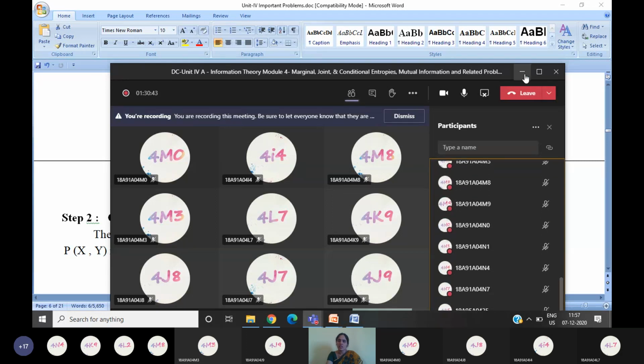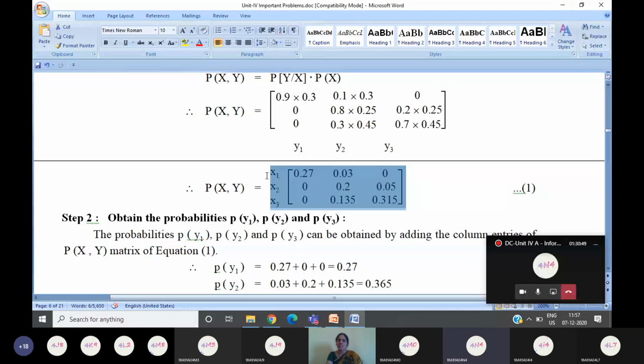Tell me, can you say that your answer for the joint probability matrix is correct? What is the condition? The sum of all the elements in the matrix is unity.